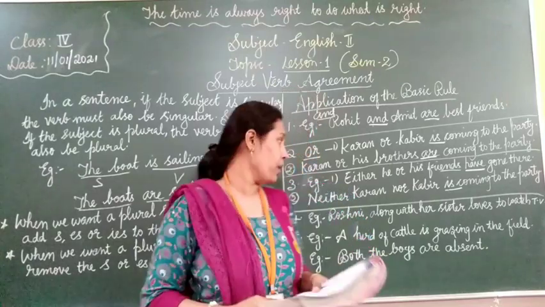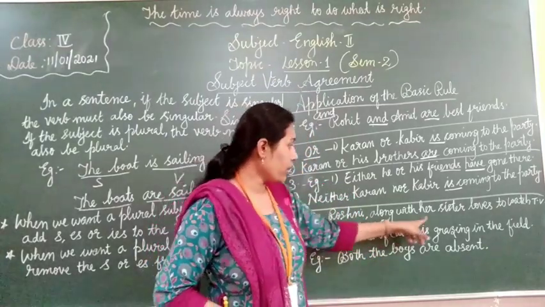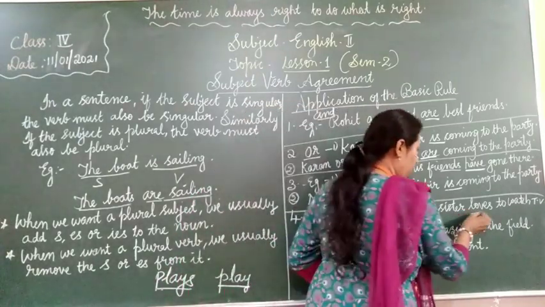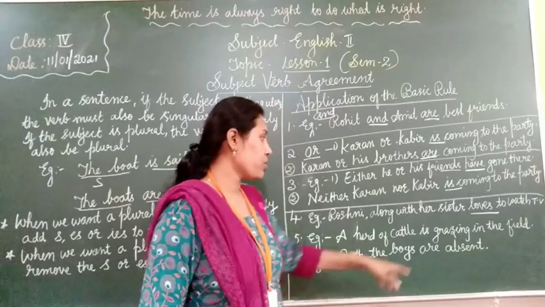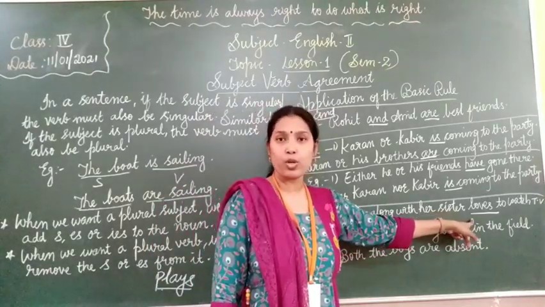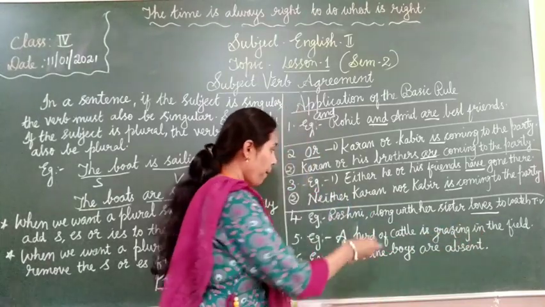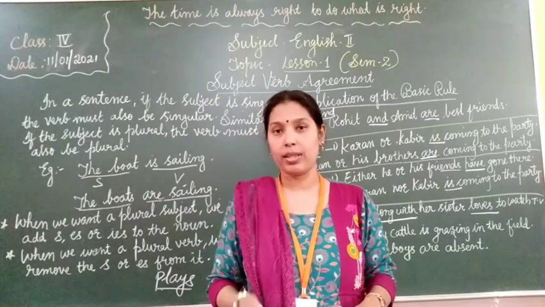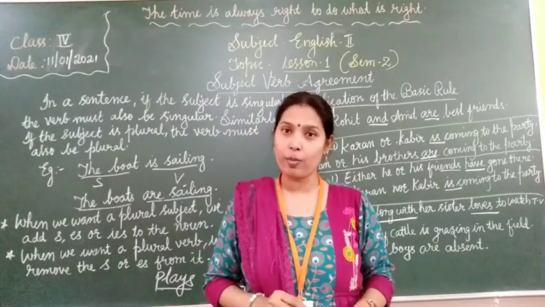See the example. Roshni along with her sister loves to watch TV. What is the verb here? Loves, right? Because the subject is singular. That is the reason we have to use the verb also in singular. If you see the phrases along with or together with, then you have to take the singular form of the verb.